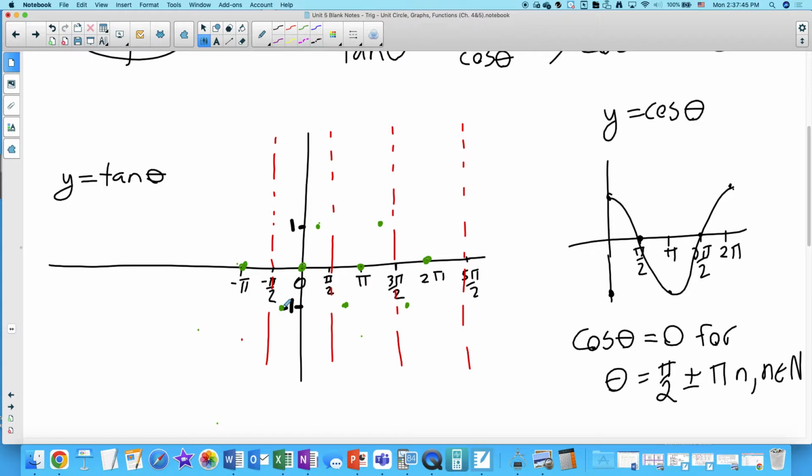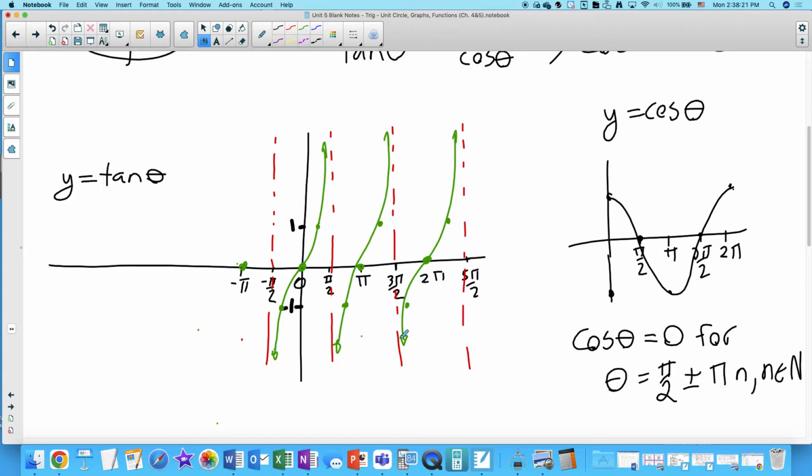Okay, now if we connect these and use the asymptote to sort of guide us, that would be one period of the tangent function. Okay, and then it's going to repeat. There's another one. This is also, it'll equal 1 over there. There's another one. Okay, so this is what y equals tan x looks like.